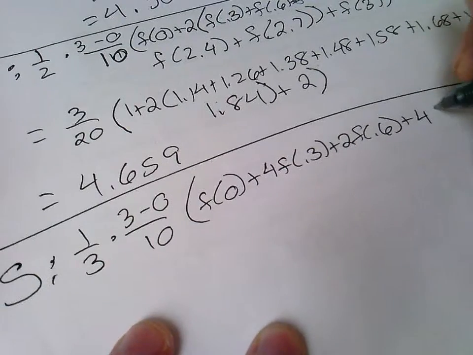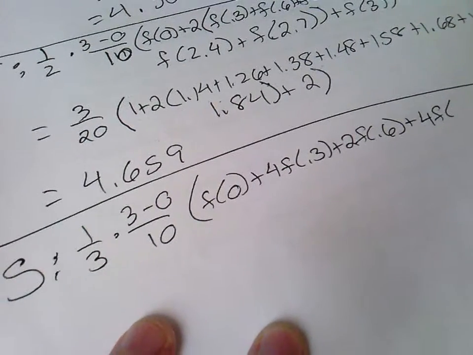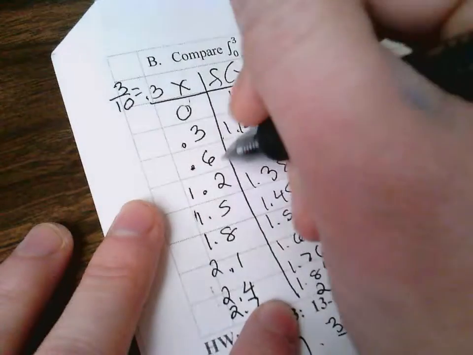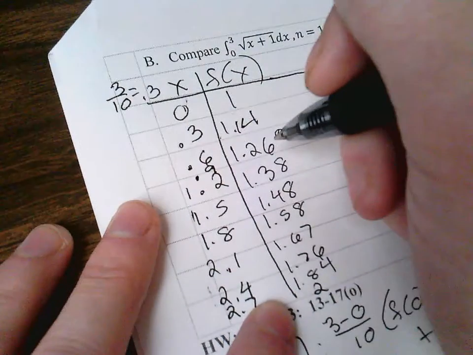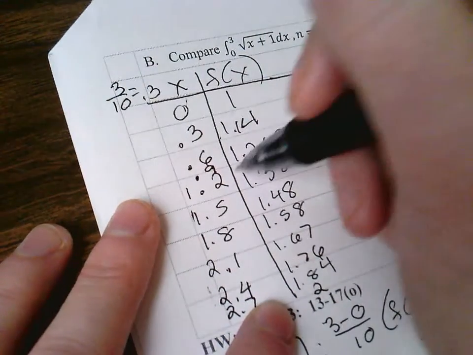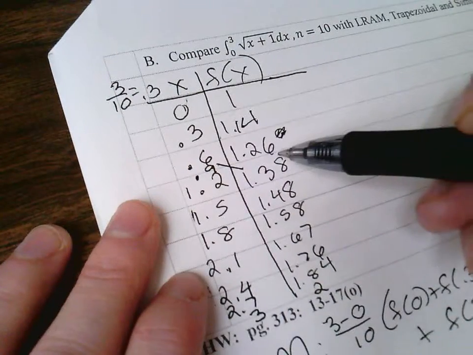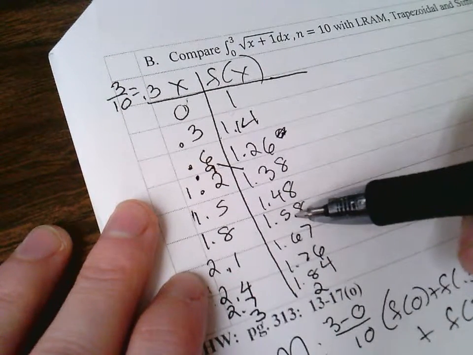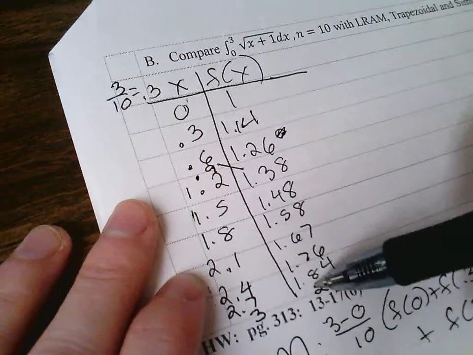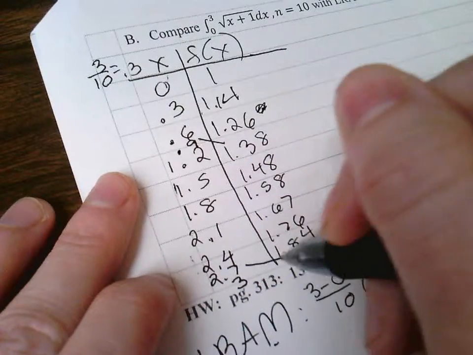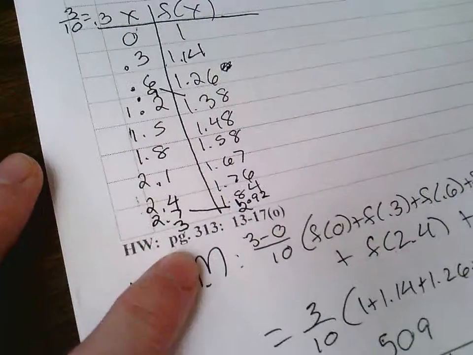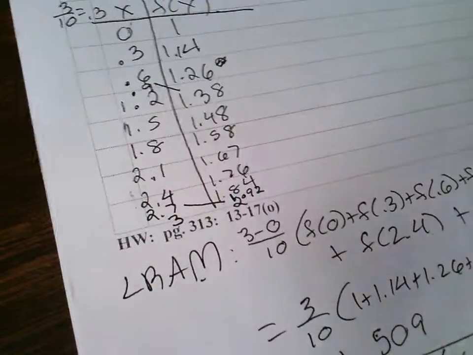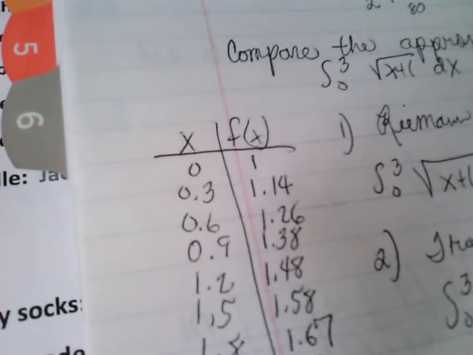f of 1.2. Did I miss a number? There's supposed to be a 0.9 here, and 0.9 is supposed to be 1.38. Then 1.48, 1.58, and so on, and 2.7 is supposed to be 1.92. Okay. To give you a better look, I'm going to show you this one. So this is what the table should look like right there.